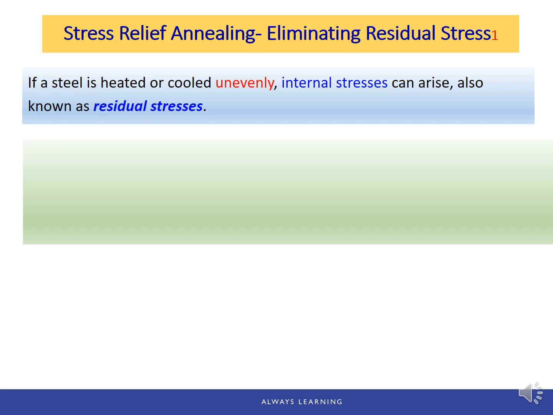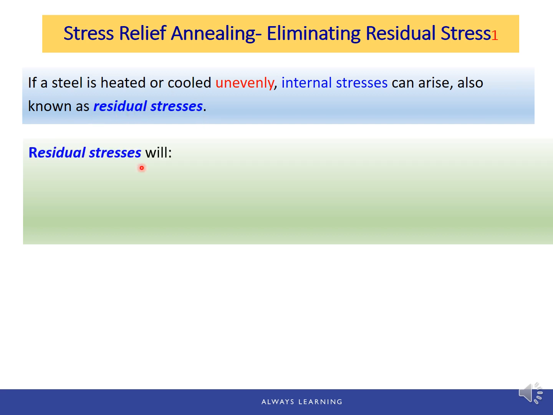Now let's move on to other types of heat treatment for steel. The first one is stress relief annealing, which is used to eliminate residual stresses. So what are residual stresses? Well, if a steel is heated or cooled unevenly, then there will be internal stresses. And these internal stresses are also called residual stresses.